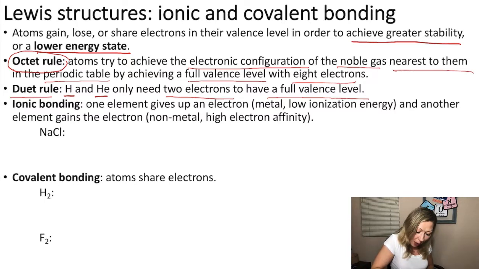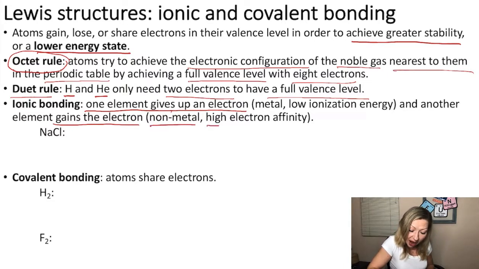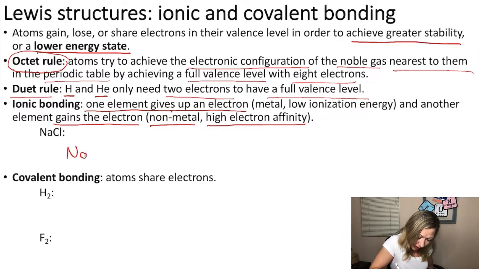We are going to have one element that is going to give up an electron. This is generally a metal, which has a low ionization energy, and another element going to gain the electron, which is generally going to be a nonmetal with high electron affinity. Think about table salt. So let's try to draw the Lewis dot structures for sodium and chlorine. So I'm just going to put sodium right here plus Cl here.